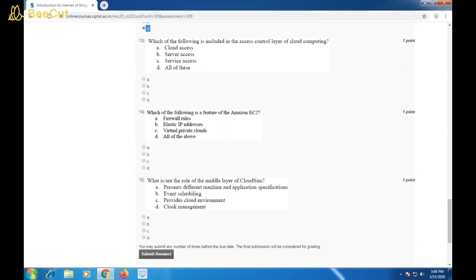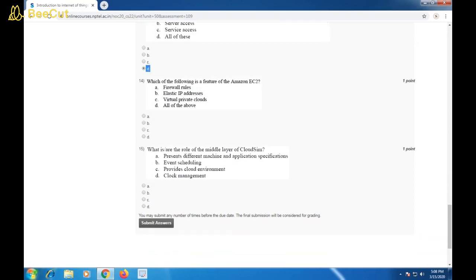Let's move on to the 13th question. Which of the following is included in the access control layer of cloud computing? The answer for this is all of this. All cloud access, server access and service access are included in the access control layer of cloud computing. So the option for this is option D.